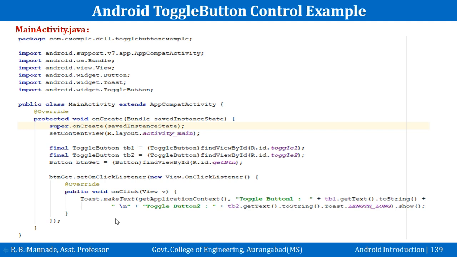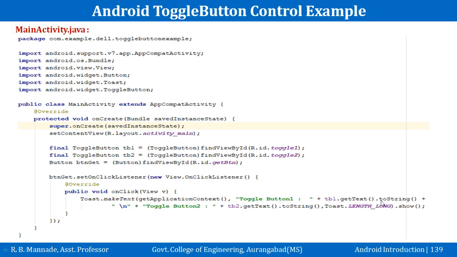In this case, we are displaying one simple toast message that will display this static string, which is toggle button 1, then a colon, and then a dynamic text. So tb1 is the object of toggle button 1, so tb1.getText. Depending upon the state of that particular button, it will extract the text property of that toggle button. If it is in off state, it will extract the text as OFF, and if it is in on state, it will extract the text as ON, right?